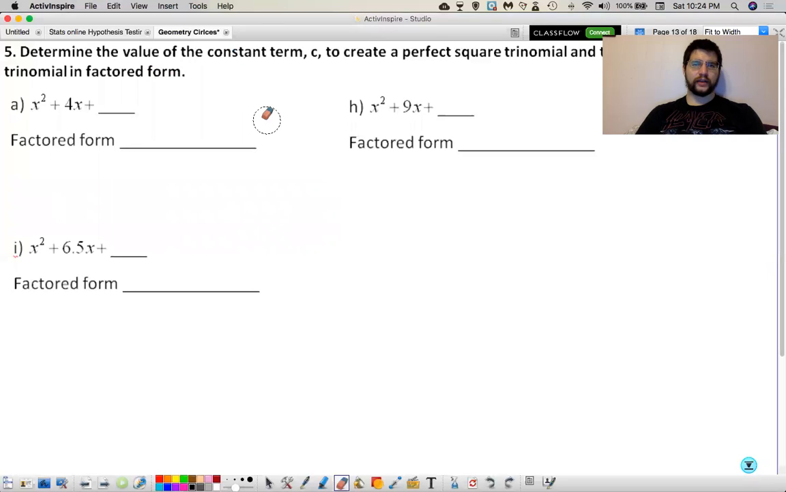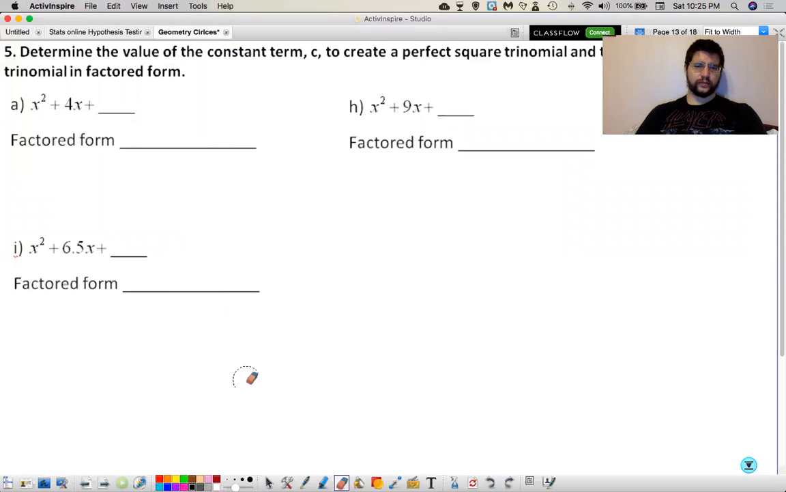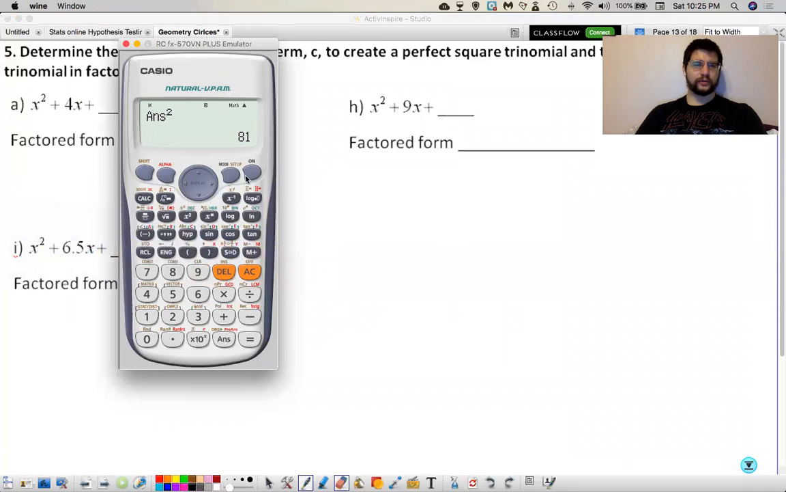So it says determine the value of the constant term c. So again, we just found the pattern b over 2 squared. That's all we're going to do here. And then we're going to write it in factored form. So I'm going to show you a little shortcut on these because I'm going to show you a really big shortcut in a minute. So I know I need to do 4 over 2 and square it. That's what my c term needs to be. 4 divided by 2 squared is 4.